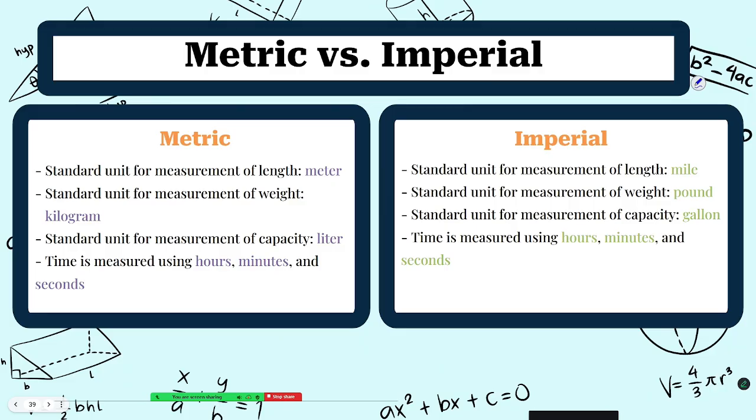Now, the one time everybody agrees is when we talk about time. When we're measuring time, it doesn't matter if we are talking metric system or imperial system. Everybody uses hours, minutes, and seconds. So that's one thing we don't have to convert.